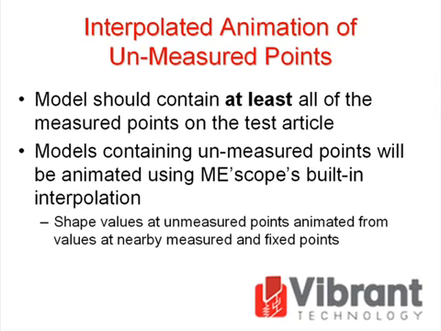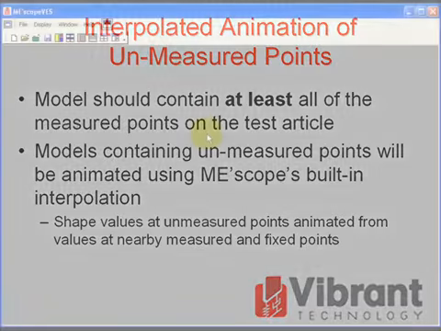Shape data is displayed in animation on the structure model by assigning measurement data to DOFs on the model. Therefore, the model should contain at least all of the measured points on the test article. However, if the model contains more points than the measured points, ME'scopeVES has built-in interpolation so that shape values at unmeasured points are animated from values at nearby measured and fixed points.